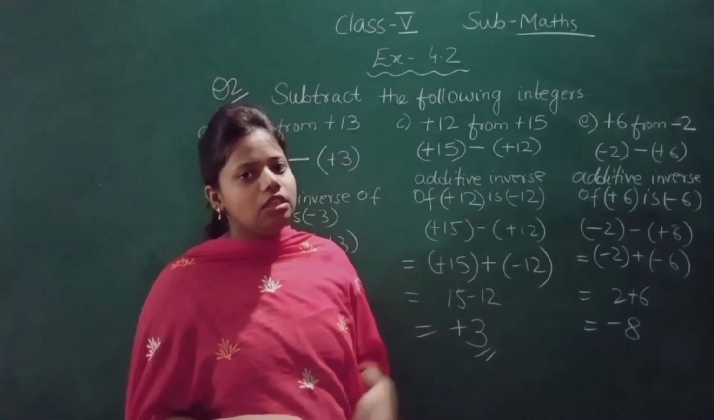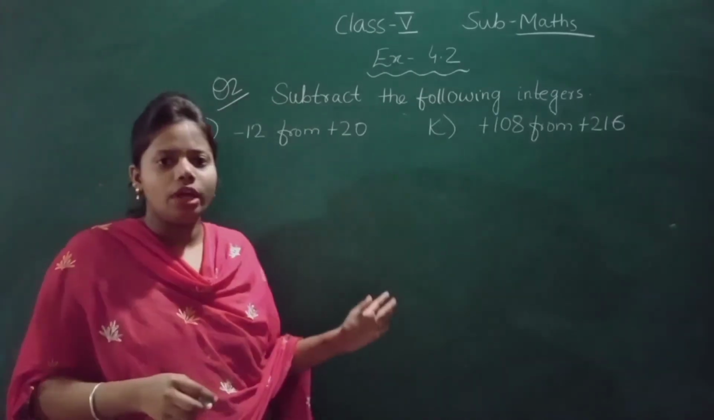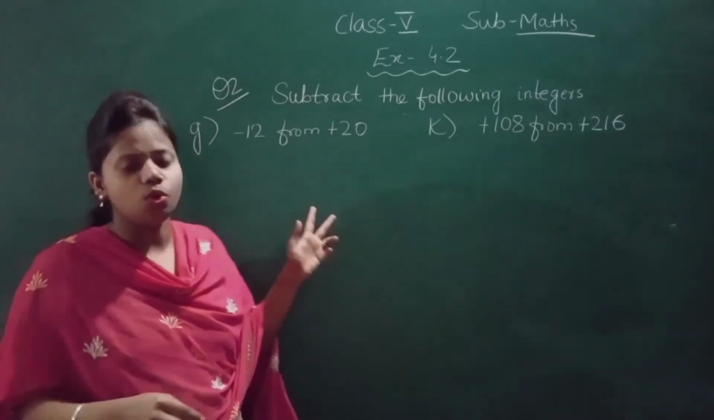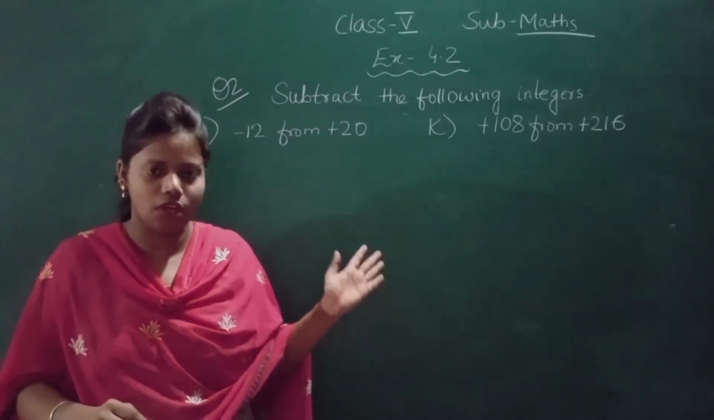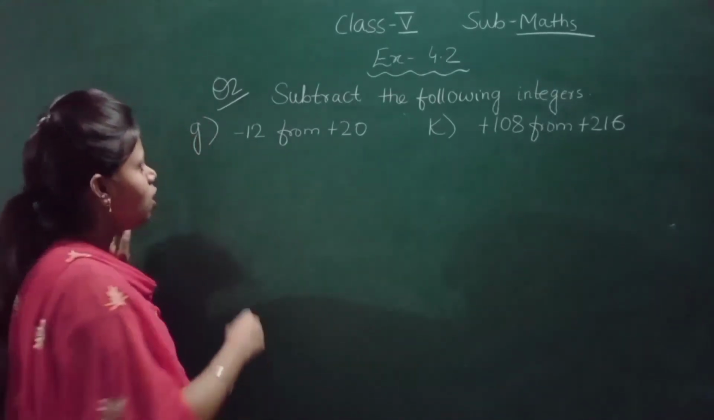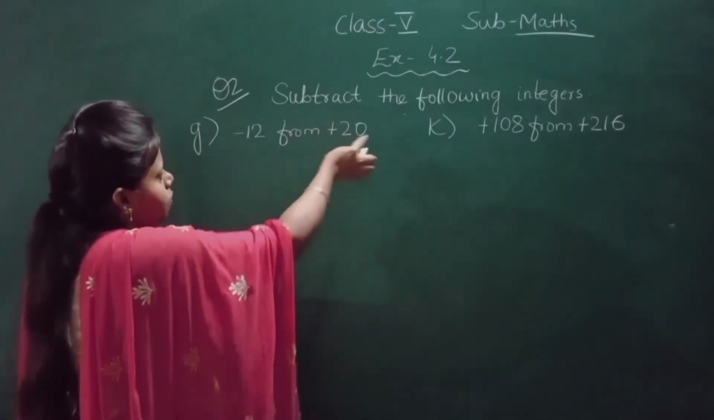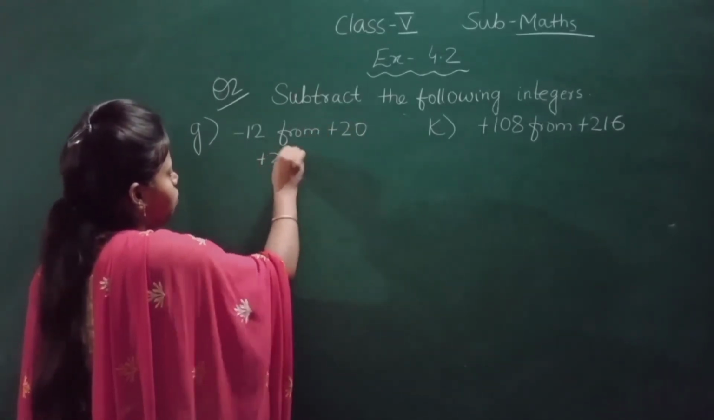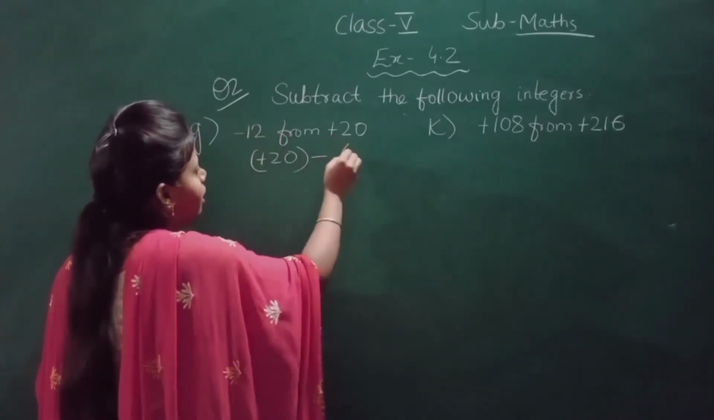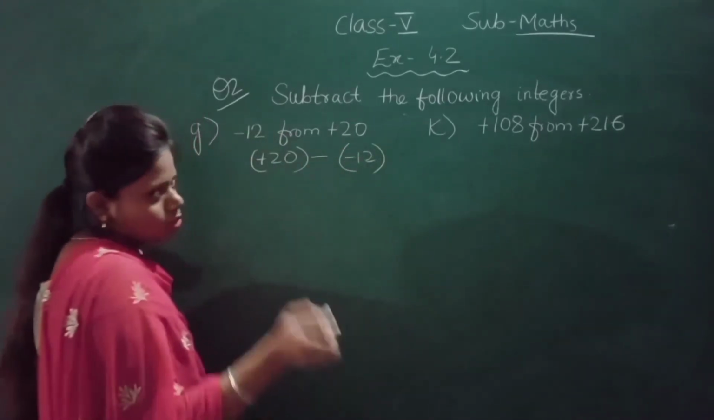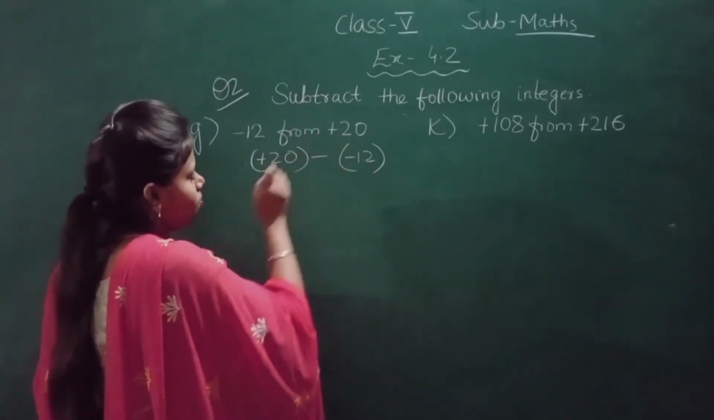Okay, now let's see the other questions. These are the last two questions I am doing from question number 2, subtraction of integers. So see carefully. First you will write this: plus 20. Then minus, and in the bracket minus 12. Now next, you have to find the additive inverse of minus 12.